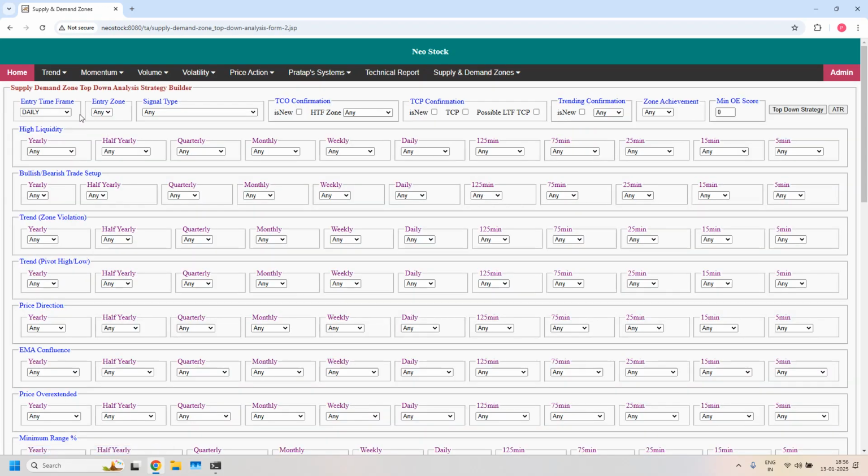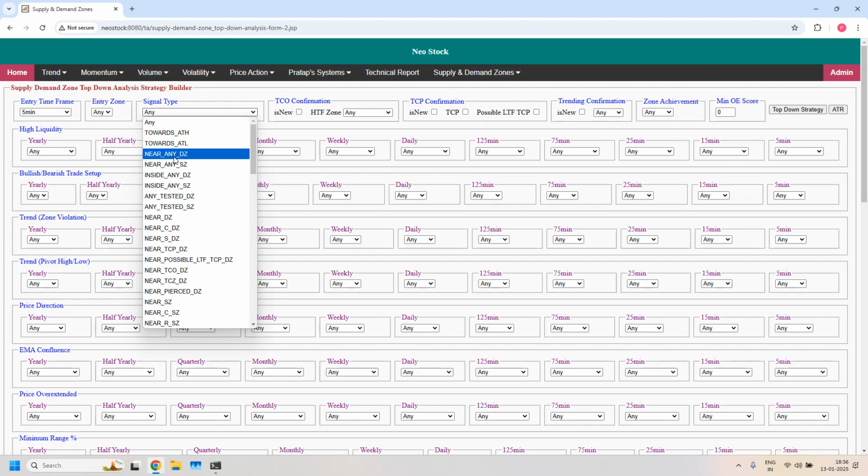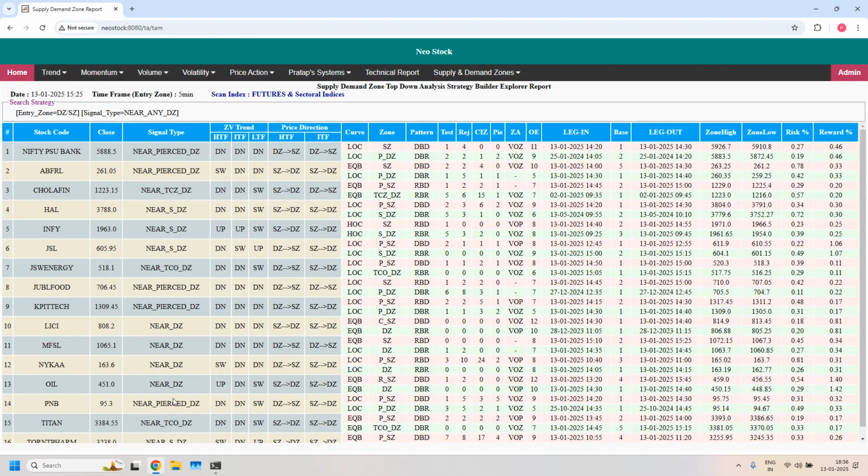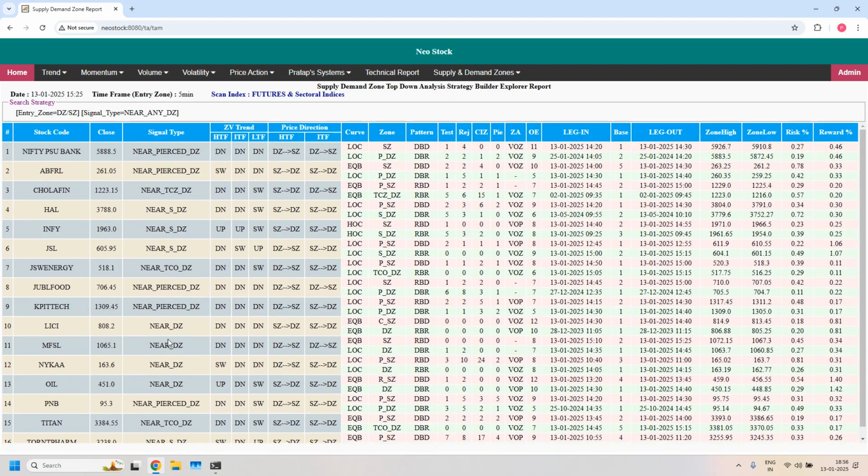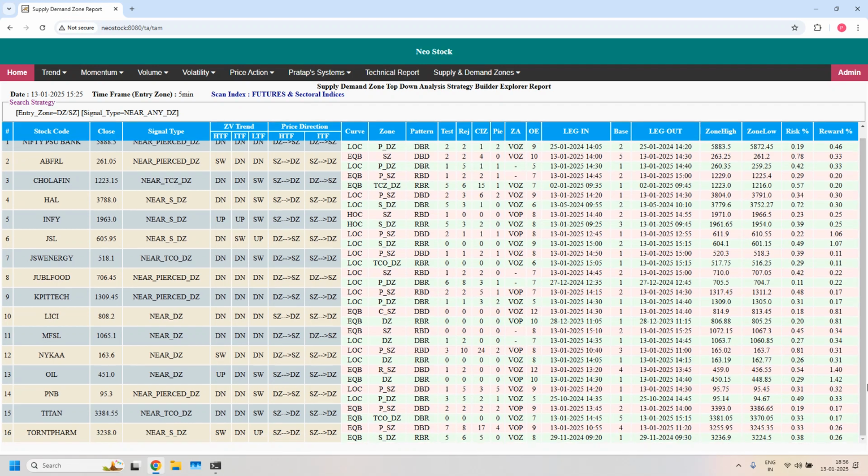Okay, next time frame is 5 minutes. Stocks near 5 minutes demand zone. We got 16 stocks. First 15 stocks we are seeing in the list. I am scrolling the list down. So total 16 stocks are filtered.